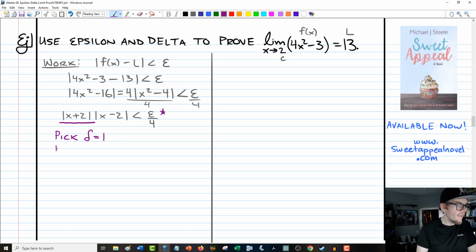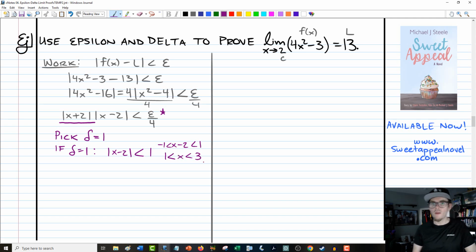So thinking about that, if delta equals 1, which is a thing that can happen, then we know that the absolute value of x minus 2 has to be less than that delta. And what that tells us is that x minus 2 has to be between -1 and 1. Then if we add 2 to both sides, we show that x has to be between 1 and 3. Now, what has that done? Well, it's just given us a bound for x. But there's a reason that a bound for x is super valuable. It's because we have this x plus 2 factor we're trying to deal with over here.